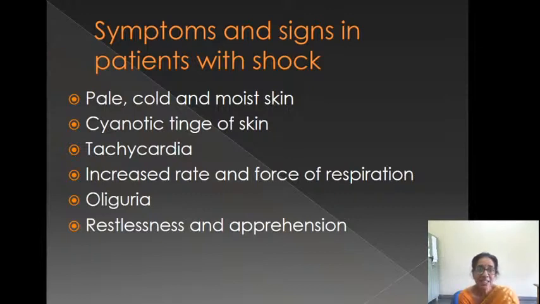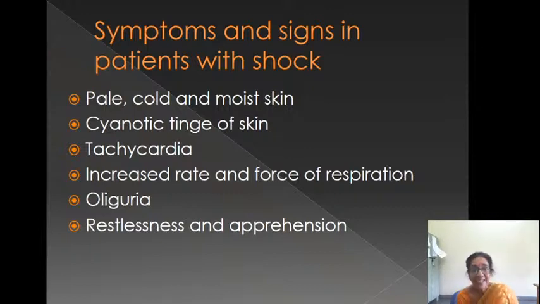Next one we see is cyanotic tinge of skin. Cyanotic, because of a lot of extraction of oxygen from the blood, the skin will turn blue. Then tachycardia, and because of the decreased pulse pressure or your stroke volume, you find a thin and thready pulse. This is what you see in hypovolemic shock. Tachycardia is one of the important signs during hypovolemic shock.